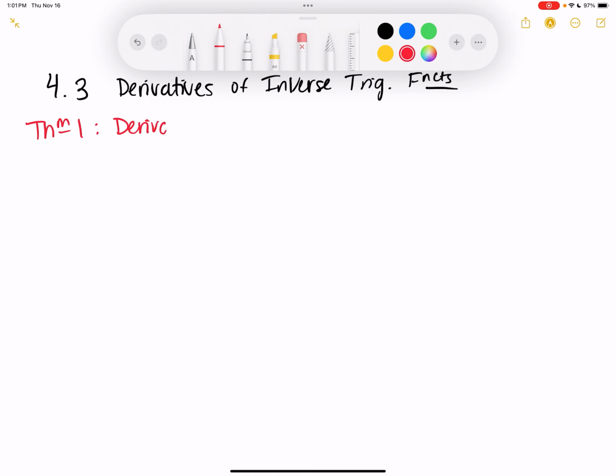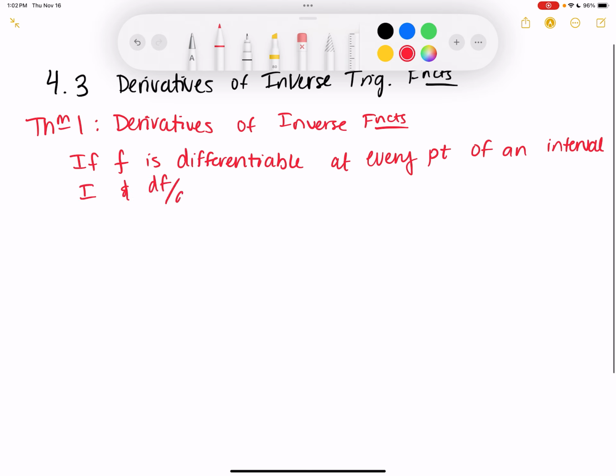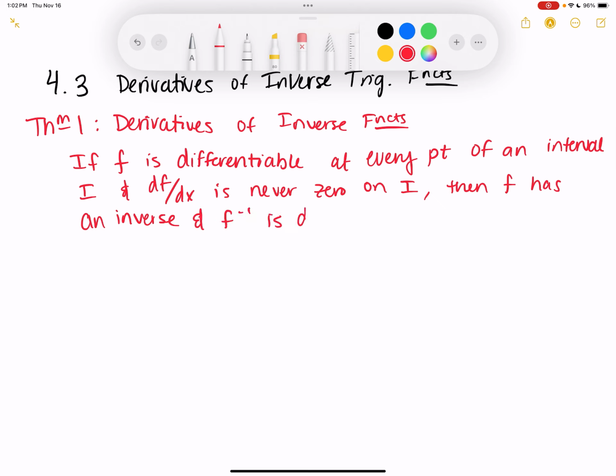Derivatives of inverse functions. If f is differentiable at every point of an interval I, and df dx is never 0 on I, then f has an inverse, and f inverse is differentiable at every point on the interval f of I.